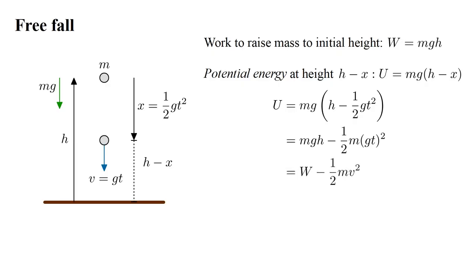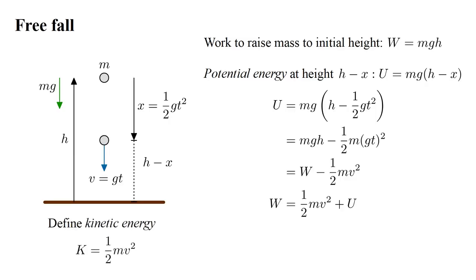The first term is the work we did to set up the experiment. In the second term, substitute v for gt. Rearranging, we have W equals 1/2 mv squared plus U. All three terms have units of joules, the unit of work, and of what we'll call energy, as in the potential energy U. This expression leads us to define the kinetic energy of the mass, denoted by the letter K, as 1/2 mv squared. This is the energy associated with motion.